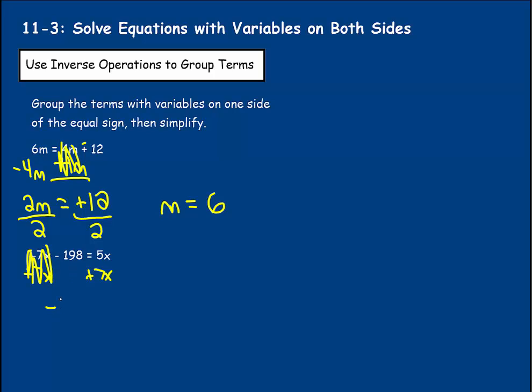I have negative 198 equaling 5 plus 7 is 12. So negative 198 equals 12 times x. I could find out what 1x equals by dividing by 12.